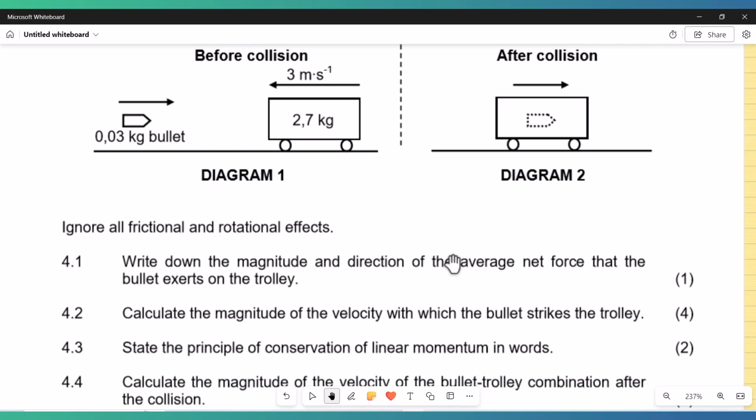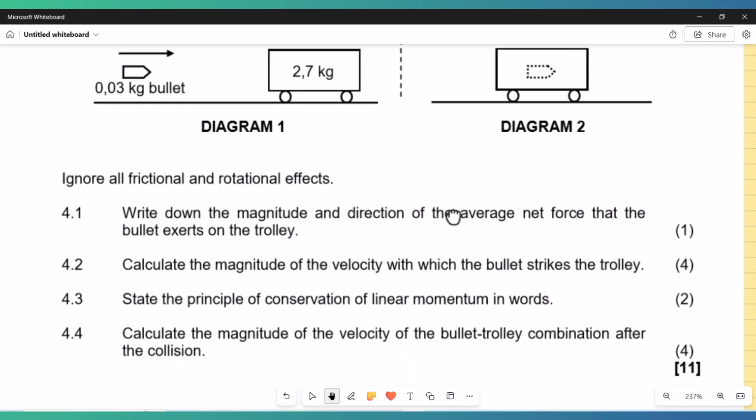So this is our answer. They want the magnitude and direction. Now from my calculator, my E at P, let's find out here. What about direction? To the right. Why are we saying so? Because of Newton's third law of motion.